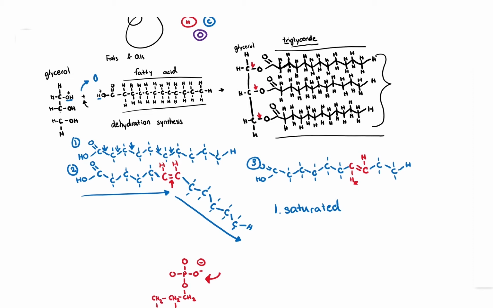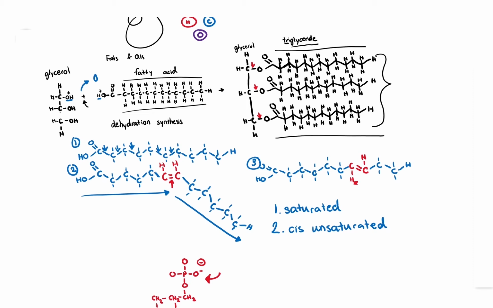The next type of fatty acid is called a cis unsaturated fatty acid. And it's an unsaturated fatty acid because we have a carbon here, which I've highlighted in red, that has a double bond. So all of its bonds are not taken up, or all of its bonds are not single bonds between different elements or different atoms.